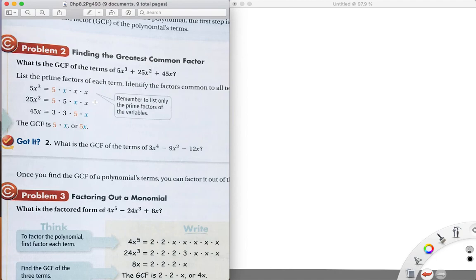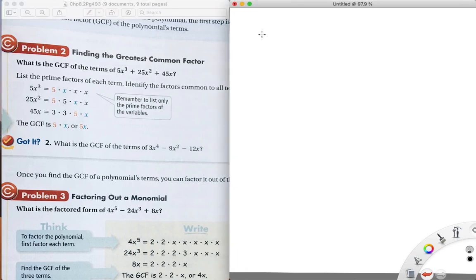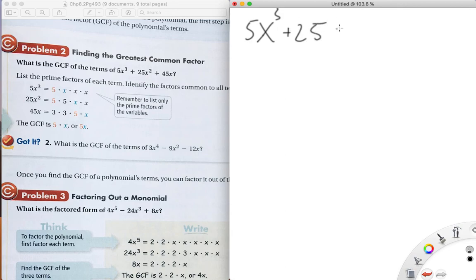So for the example, they have 5x cubed, they have 25x squared, and then they have 45x. Alright, so then they try to find the primes of each one. So basically they do the factor tree.